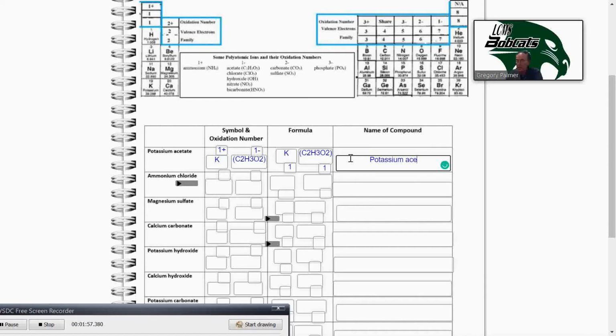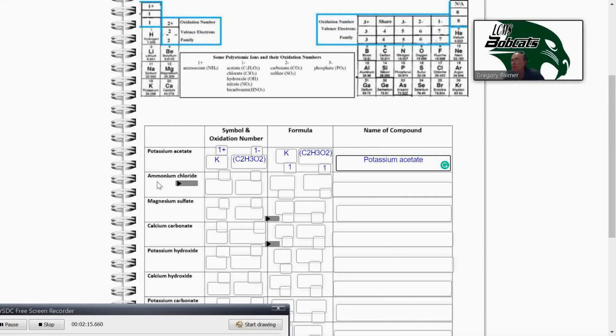potassium acetate. This one says ammonium and chlorine, so now this is important right here. It says ammonium chloride. Chloride, remember, if it's an element, we put IDE on the end. So this is really ammonium and chlorine.